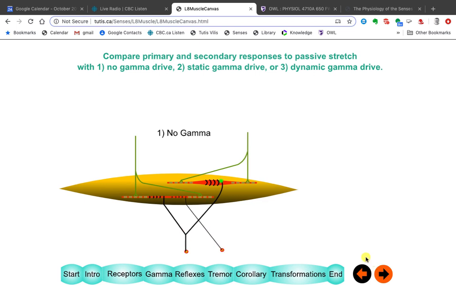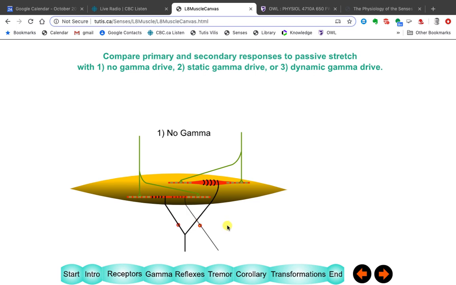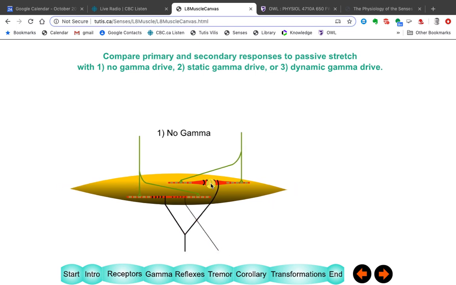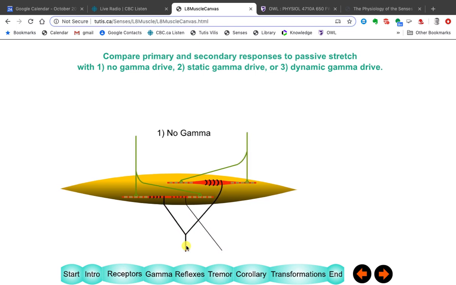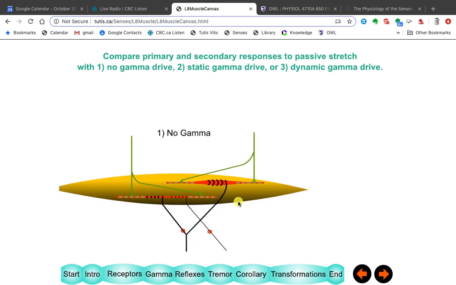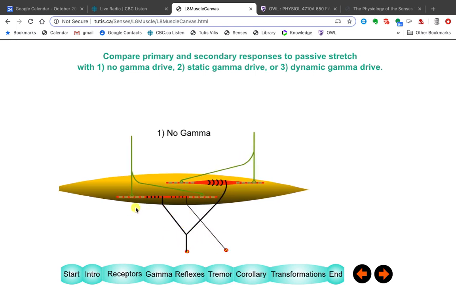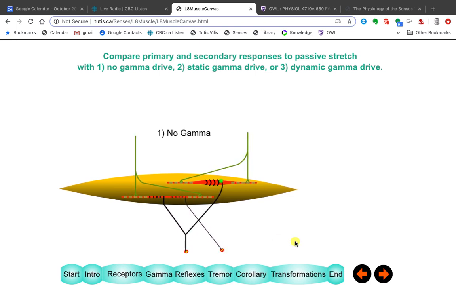Now, this is the activity we see with no gamma. So both the bag here, which signals velocity, produces a weak phasic response, and the chain fiber signals changes in position, but with little change between when it's short and when it's long.